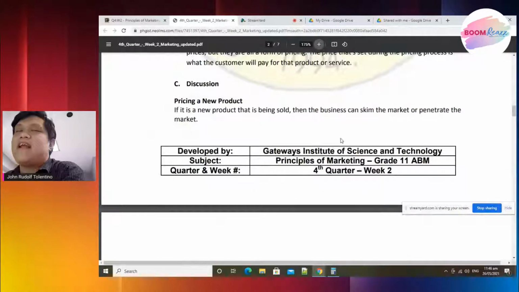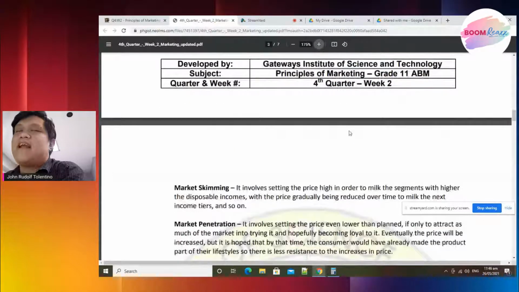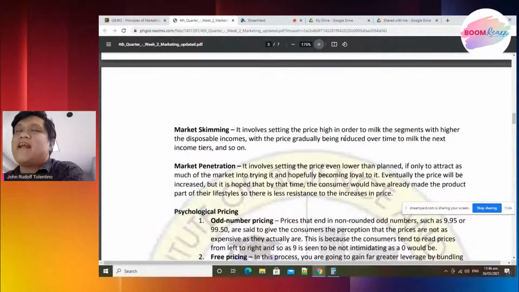Okay, pricing a new product. It is a new product that's being sold, then the business can scheme the market to penetrate the market. Okay, so meron tayong tawag na market skimming. What is market skimming? Di ba pag sa pagkain, kung nag-skim ka, tinatanggal mo yung mga impurities. Sa amin kasi sa HD, kapag gumagawa ka ng stock, tapos yung stock mo is merong mga latak. Yung pag nagluluto kayo ng nilaga, di ba merong mga latak yun sa ibabaw? Yung mga blood, ang tawag doon is impurities. Sa amin, pag sinabi namin skimming method, tinatanggal namin yung mga impurities. So may mga hindi kailangan, tinatanggal namin.